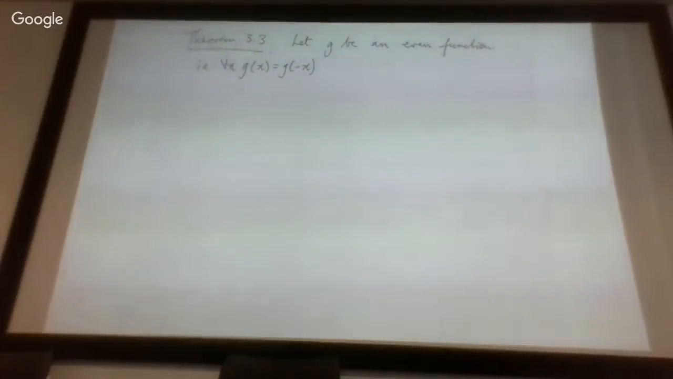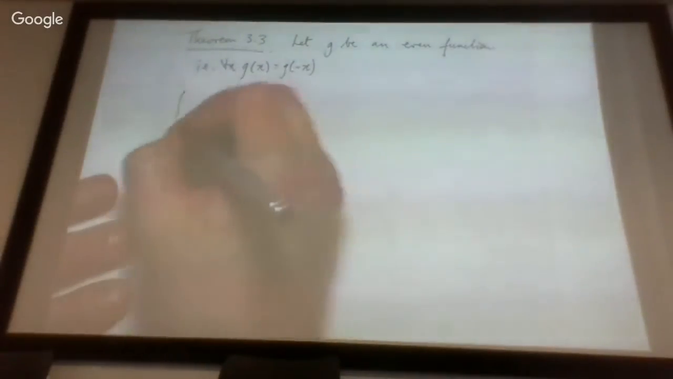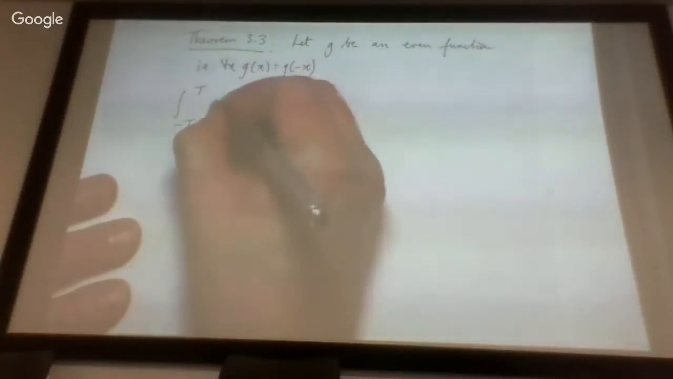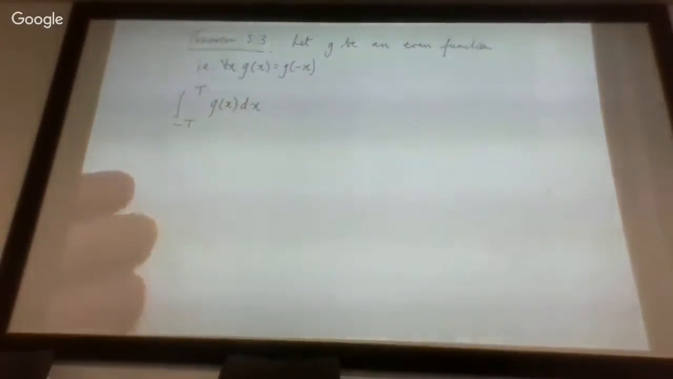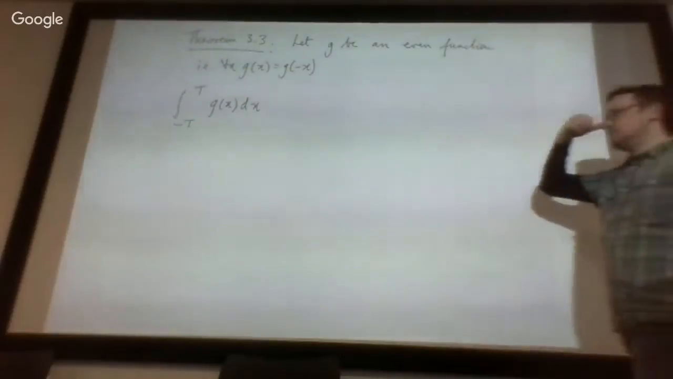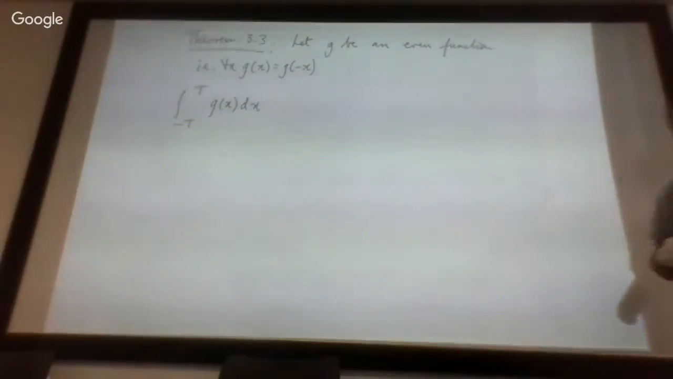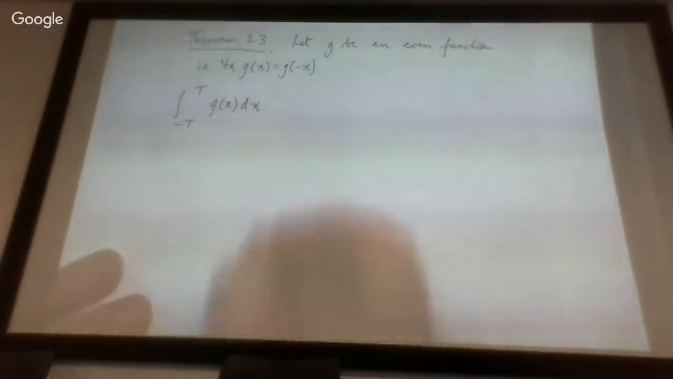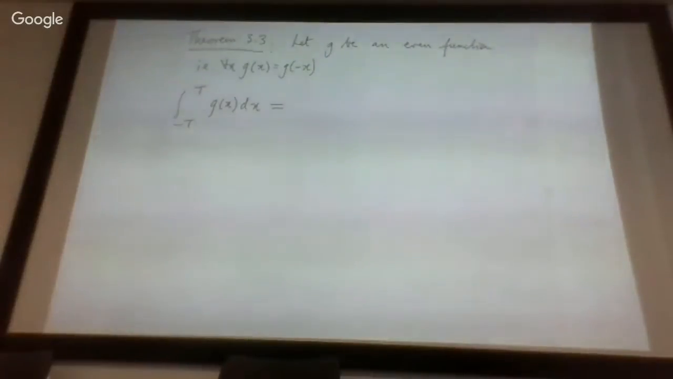Now we want to show that when you integrate g across an interval centered at the origin, so going from minus t to t, this is 2 times the integral from 0 to t. I think we can prove it directly just by building a chain of equations. So we'll start with this on the left, and we'll hopefully get this to 2 times the positive one.